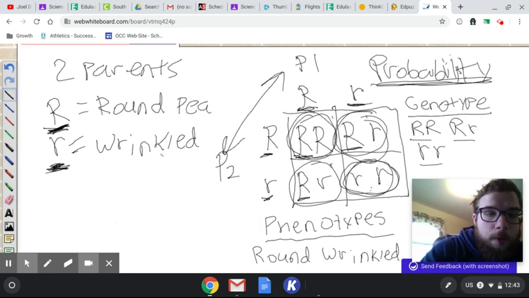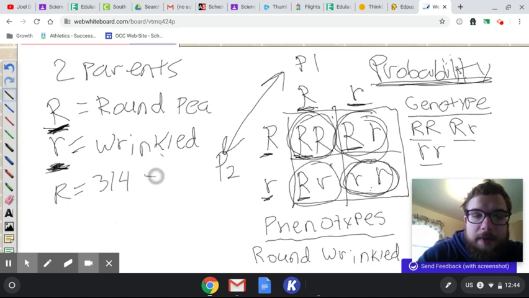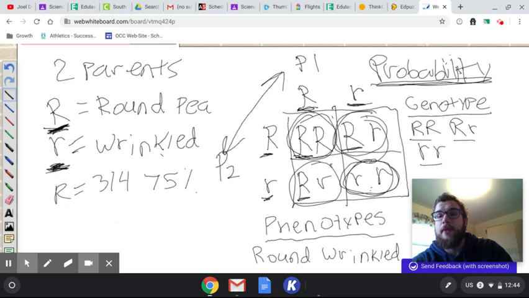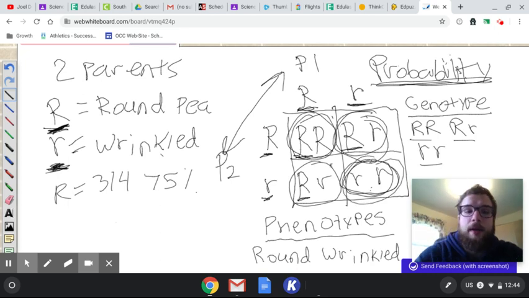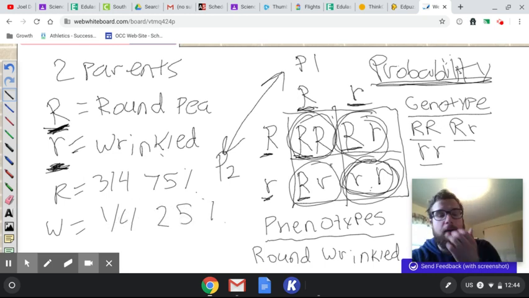So for round, I'm just going to put R here. There is a 3 out of 4 chance that an offspring would be round, or we could write it as 75%. And then that leaves the last one here. There is a, let me do W, 1 in 4 chance, or 25% chance that you are going to have an offspring that is wrinkled.